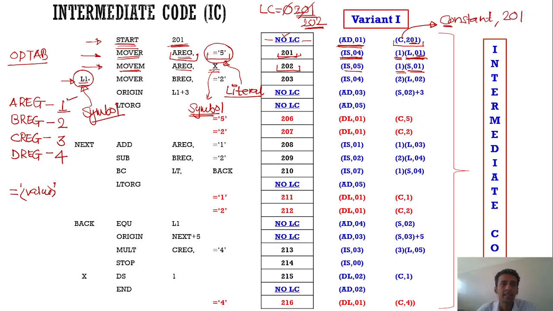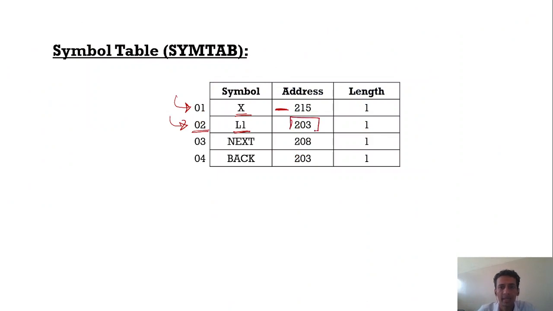Whenever we encounter a symbol in the label field, that represents the definition of that symbol. So that particular location address will be the address of that symbol. The current LC is 203, because after 202 we incremented LC by 1. So as soon as we make the entry of L1 in the symbol table, at the same time we will be updating the address of L1 as 203. Hence you will find the address of L1 as 203.